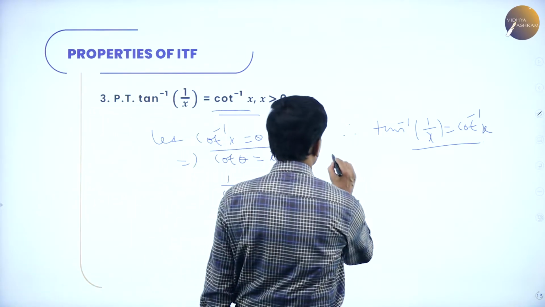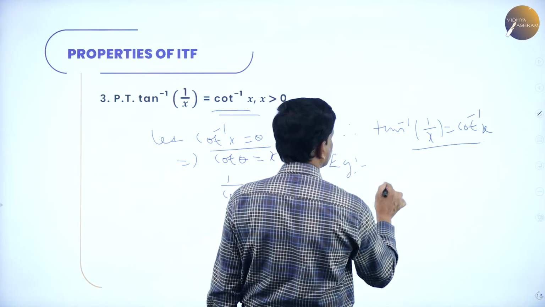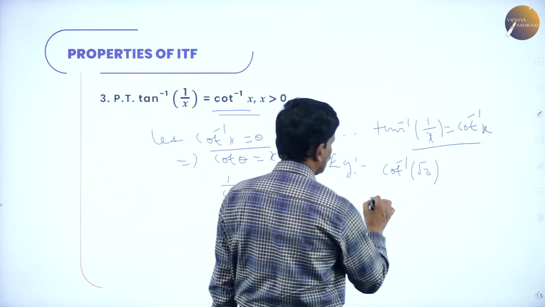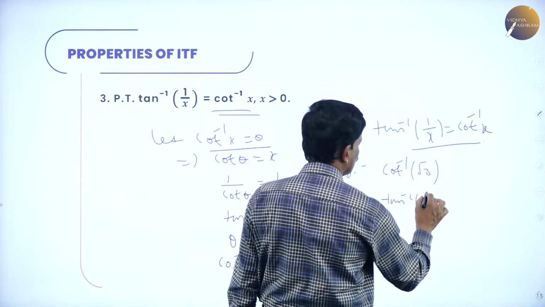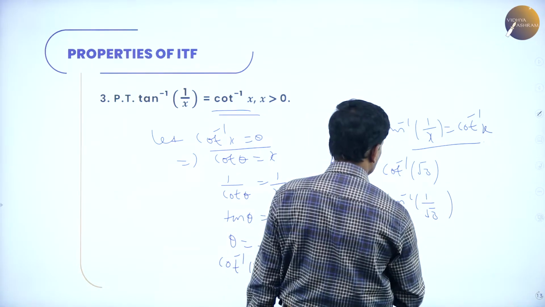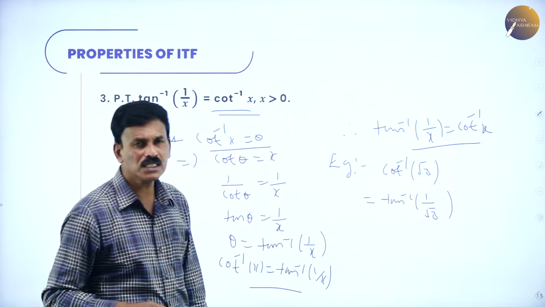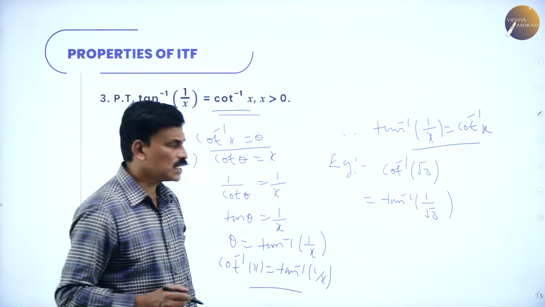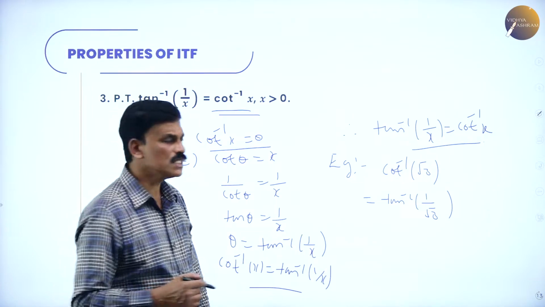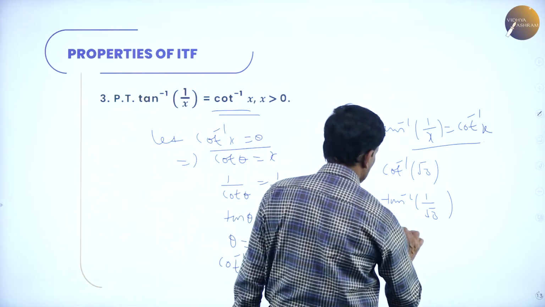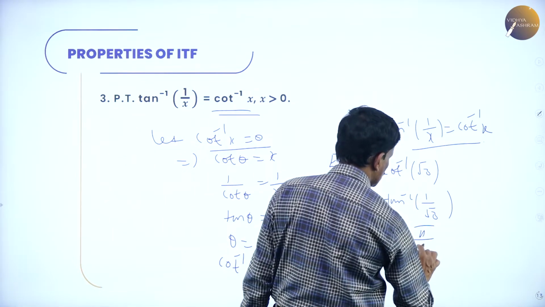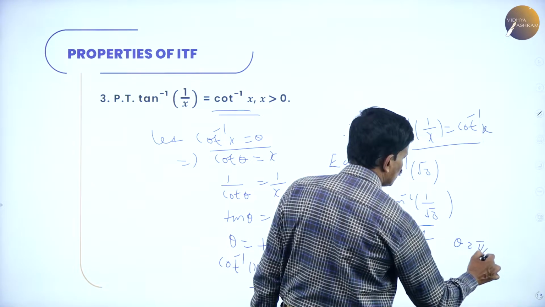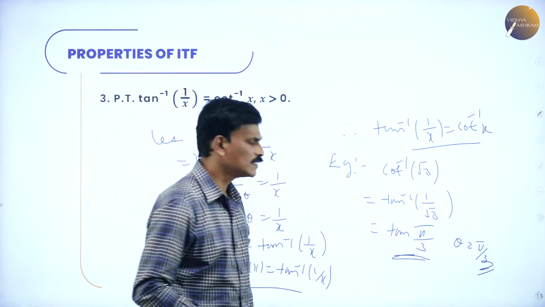Now, let us consider for example, cot inverse of root 3. This can also be written as tan inverse 1 by root 3. Now, for what value of tan will you get 1 by root 3? That is nothing but 60 degrees. What is tan 60? Tan 60 is 1 by root 3. So, here theta is equal to pi by 3 radians.